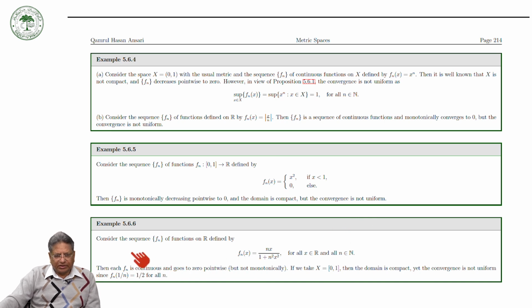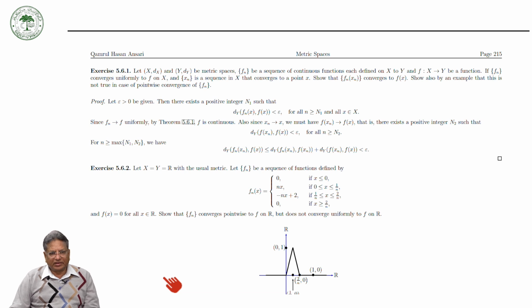The third example, we are considering a sequence Fn defined as Fn(x) is equal to nx upon 1 plus n square x square. Okay, then Fn is continuous and goes to 0 pointwise, but not monotonically. And if we take X to be the closed interval [0, 1], then the domain is compact, yet the convergence is not uniform, since Fn(1/n) is equal to 1/2 for all n. Okay, so that is the main thing, and then we have several exercises.